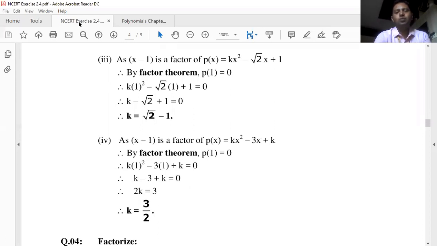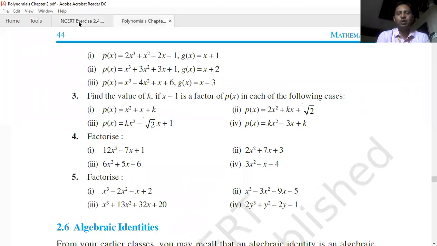Now, factorize the given polynomial. This is a quadratic polynomial or quadratic equation. We had seen how to factorize a quadratic polynomial in class 8 also. So we need to factorize 12x square minus 7x plus 1.